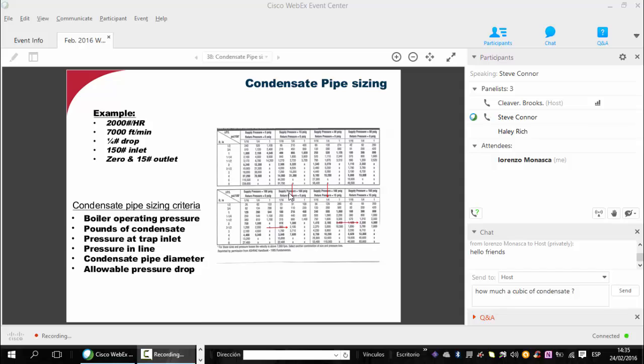Well, why the difference? Well, it gets back to that volume issue again, and the relationship of volume to pressure. At the lower discharge pressure, 0 pounds, the flash steam will increase volumetrically, and as such, if we want to maintain a 1/4 pound drop per 100 feet and stay within 7,000 feet per minute velocity, the line size needs to be 2.5-inch. Whereas with a 15-pound discharge, we have less volumetric expansion and therefore a smaller pipe size requirement while moving more condensate, all else being equal.